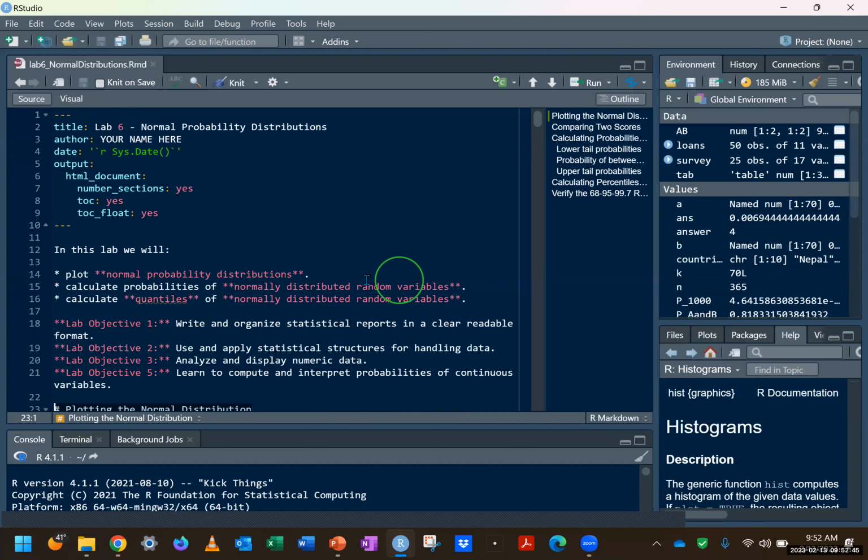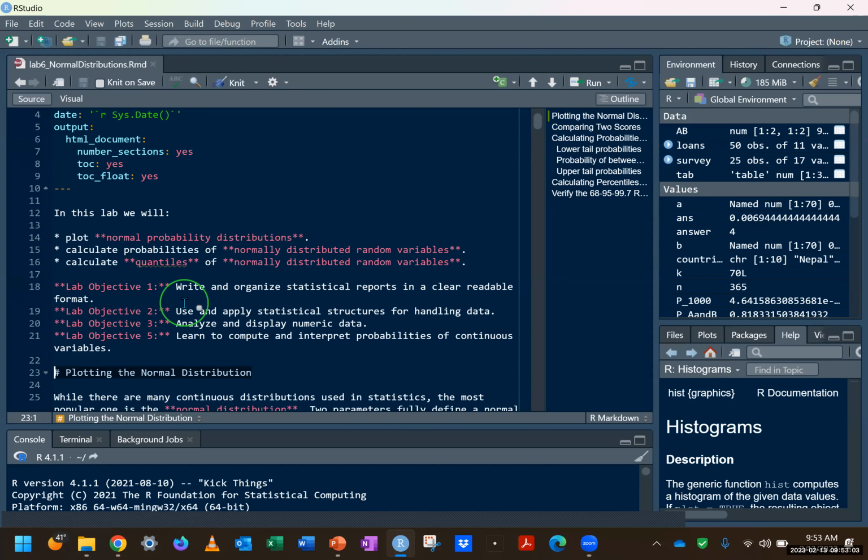In this lab, we will be plotting the normal probability distribution function. We're going to study the properties of what this function looks like. And we're going to use it to calculate probabilities of random variables that are normally distributed. We'll talk about what that means, and we'll talk about what quantiles are in this context.